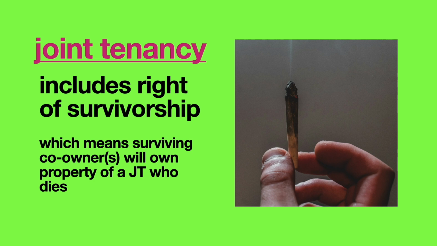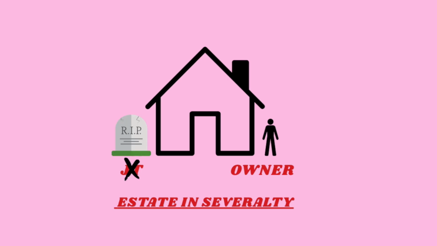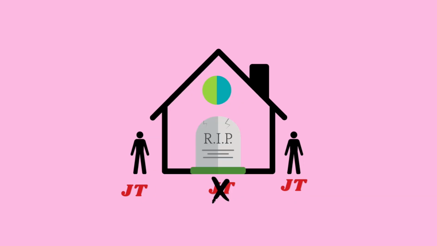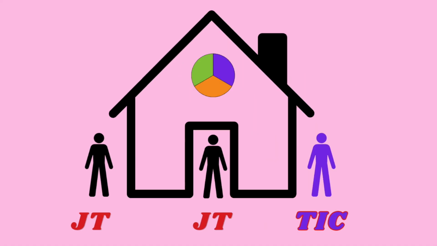Joint tenancy includes the right of survivorship, which means that the surviving co-owners own the property of a joint tenant who dies. If there are only 2 joint tenants, the death of one dissolves the joint tenancy. The remaining tenant becomes the owner of an estate in severalty. If there are more than 2 joint tenants, a deceased tenant's ownership transfers in equal parts to the remaining joint owners. When a joint tenant sells interest in a property, the buyer doesn't become a joint tenant with the other owners. The buyer is a tenant in common with the remaining joint owners.